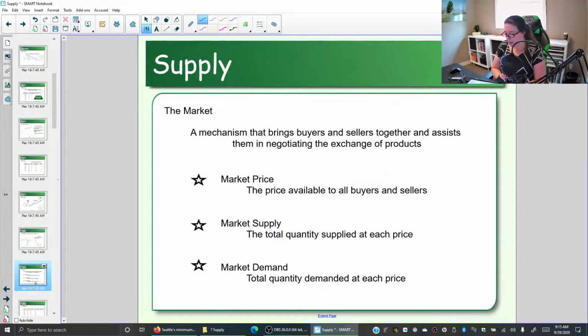So we want to combine the market demand and market supply. So we need to look at what does it mean to be a market. So a market is a mechanism that brings buyers and sellers together. So anywhere the buyer and the seller come together, negotiate a price or a quantity sold, we have a market.